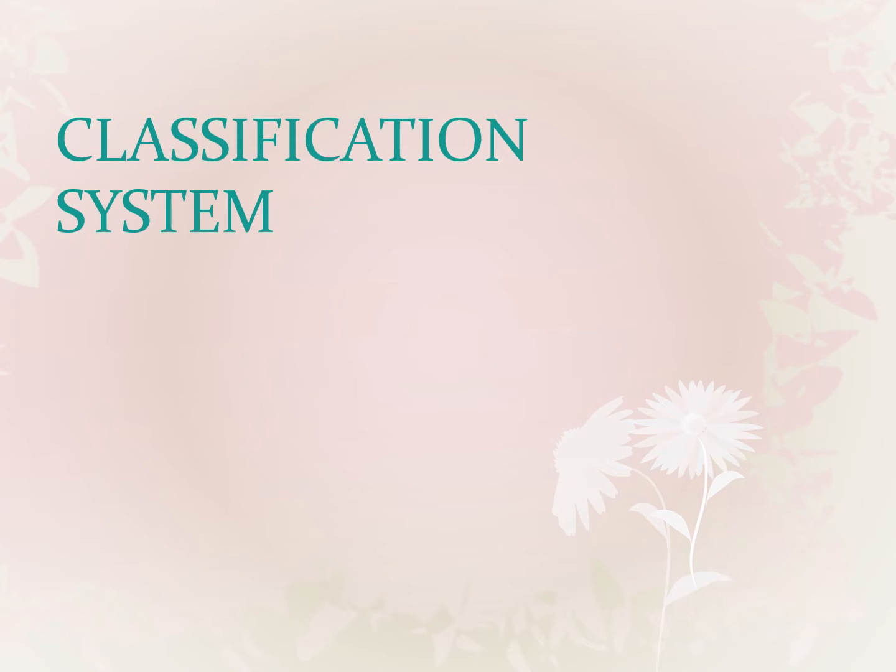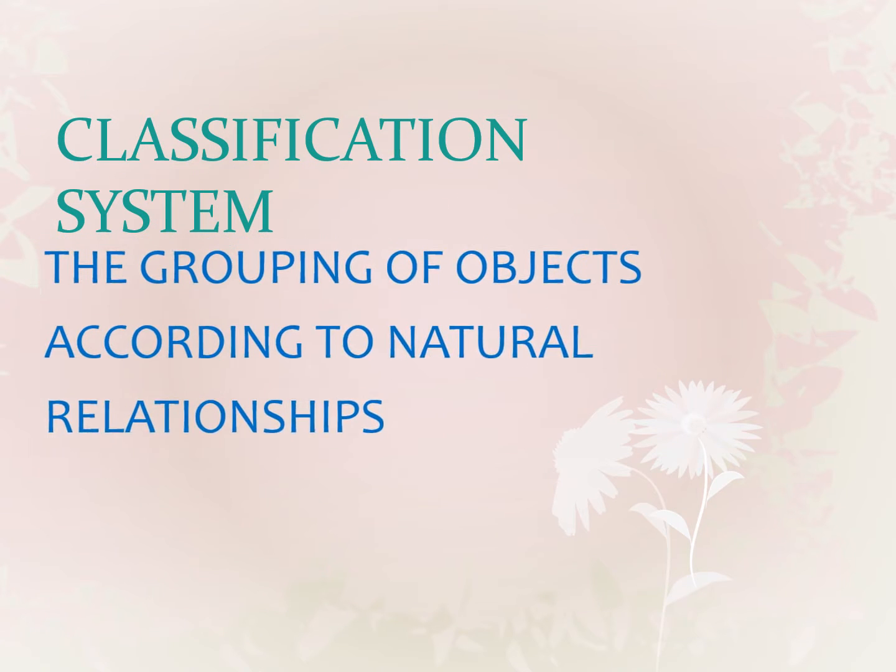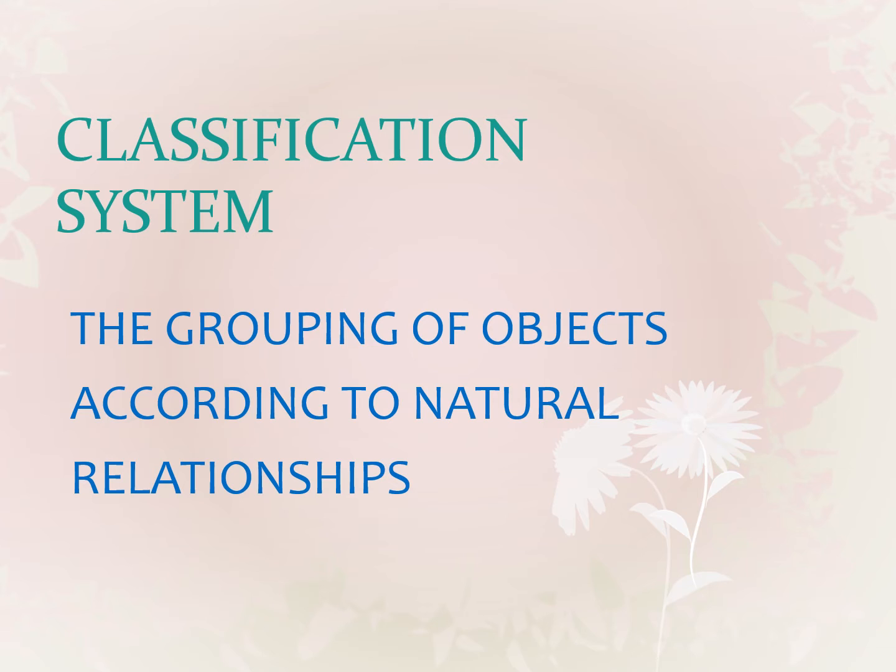Hi everybody. In this video, we're going to just very briefly look at the classification system and why we use things like scientific names and how we come up with scientific names. So when we look at the classification system, we are basically grouping objects according to natural relationships. We realize there are millions of different types of species.